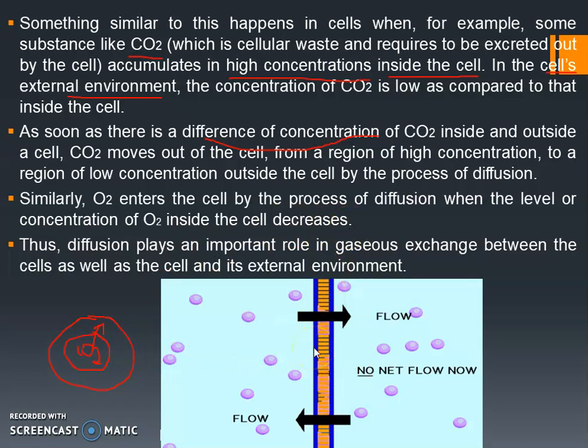There, where there is more carbon dioxide, the molecules will start moving towards the external environment. Okay, and this is done with the help of a process called diffusion. The same thing happens with oxygen also. Similarly, oxygen enters the cell by the process of diffusion. How does oxygen enter inside by the diffusion process? When the level or concentration of oxygen inside the cell decreases.